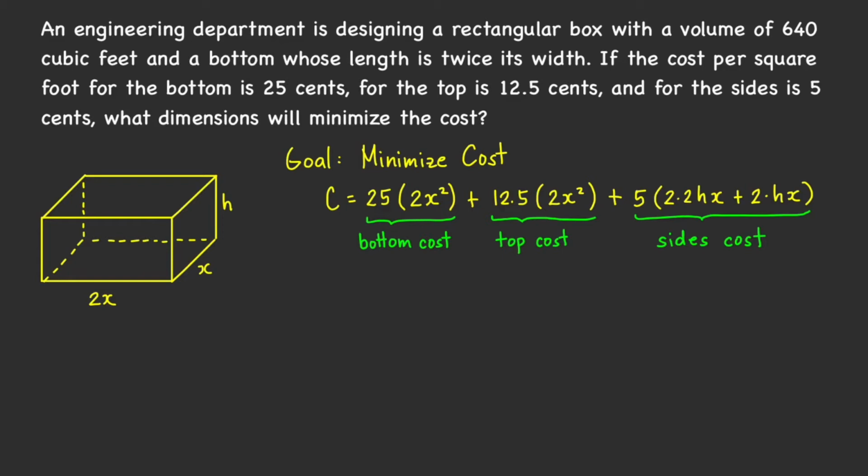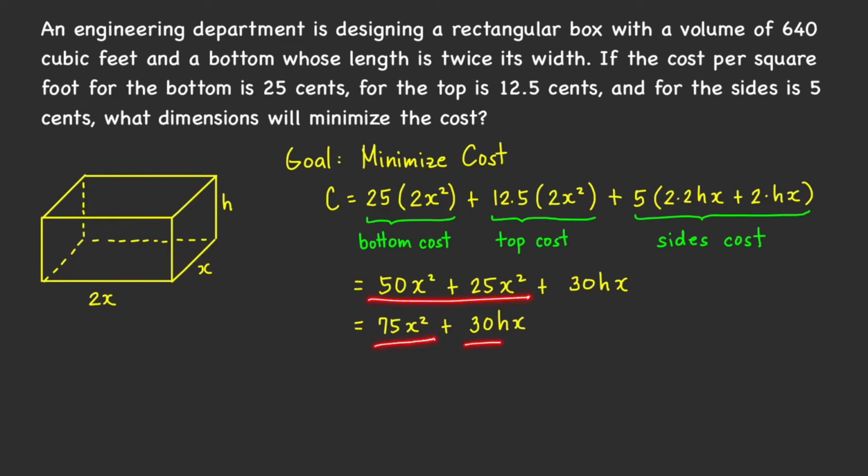Now let's simplify this a little bit. So we'll get here 50x squared, and then this one is equal to 25x squared, and this is 5 times 6hx, so that is equal to 30hx. So we combine these two, we'll get 75x squared plus 30hx. Now, the first step is to write our objective function as a function of a single variable. So we still have here h and x. So we need to write this in terms of x only or h only.